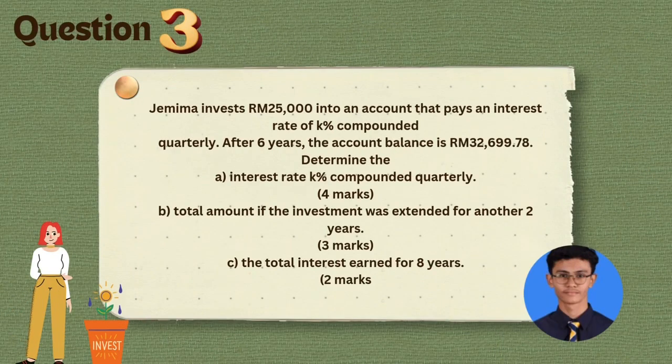Question 3. Jemima invests RM25,000 into an account that pays an interest rate of K% compounded quarterly. After 6 years, the account balance is RM32,699.78. Determine the value of K.